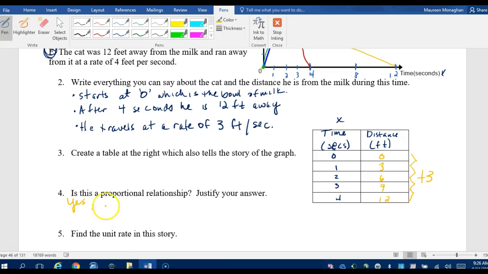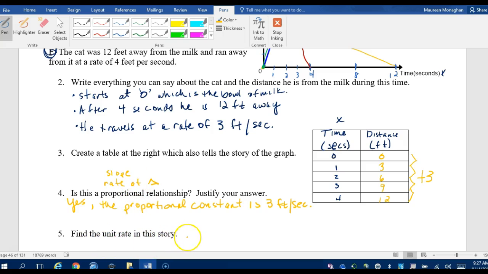The proportional constant is 3 feet per second. So we're using a lot of different words here. Proportional constant, we have rate of change, that's another one, and slope. These are all synonyms.